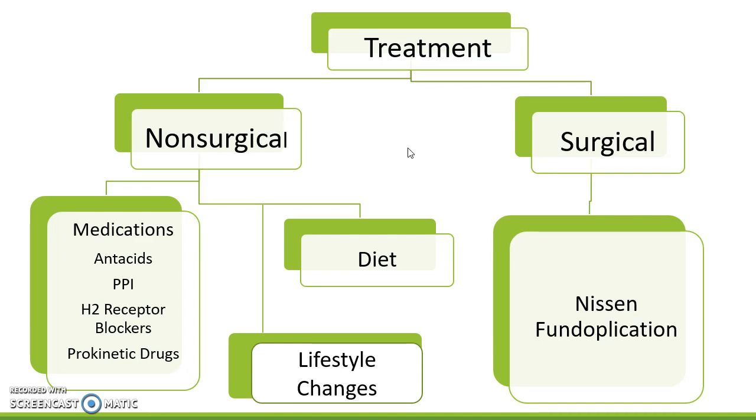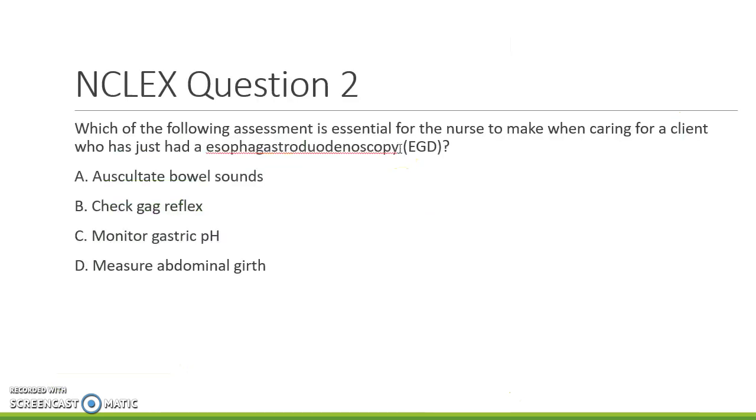Surgical treatments are Nissen fundoplication, which is a reinforcement of the esophagus to cause strength so it doesn't outpouch. And question number 2, which of the following assessments is essential for the nurse to make when caring for a client who has just had an EGD?